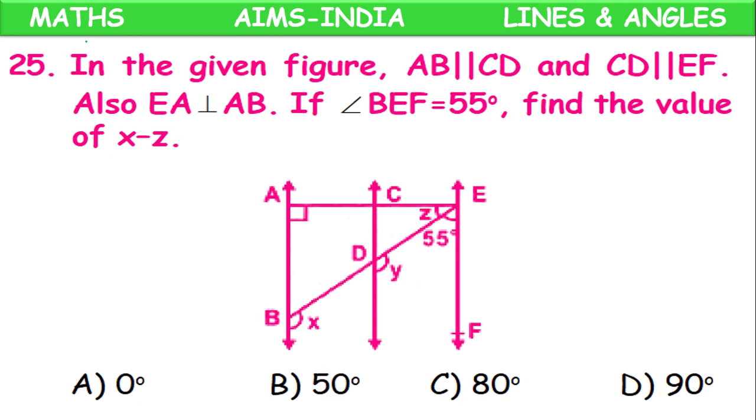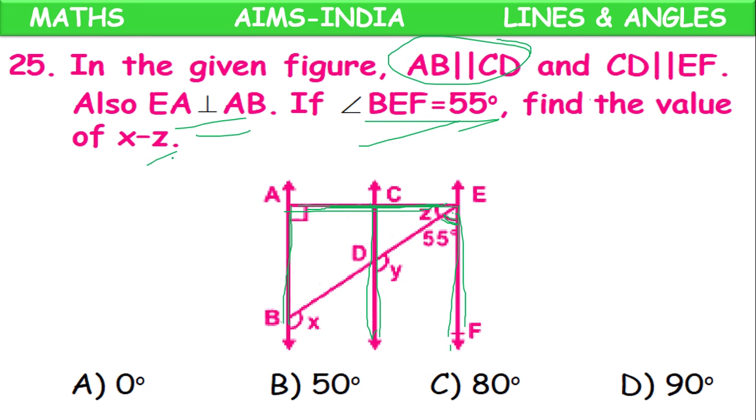Next one. In the given figure, AB is parallel to CD. CD is parallel to EF. So EA is perpendicular to AB, means perpendicular to CD, perpendicular to EF. BEF is 55 degrees. Find the value of x minus z.